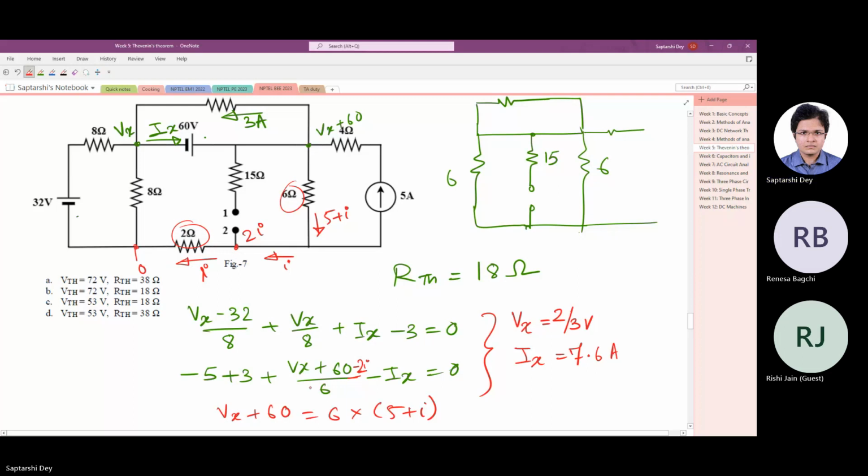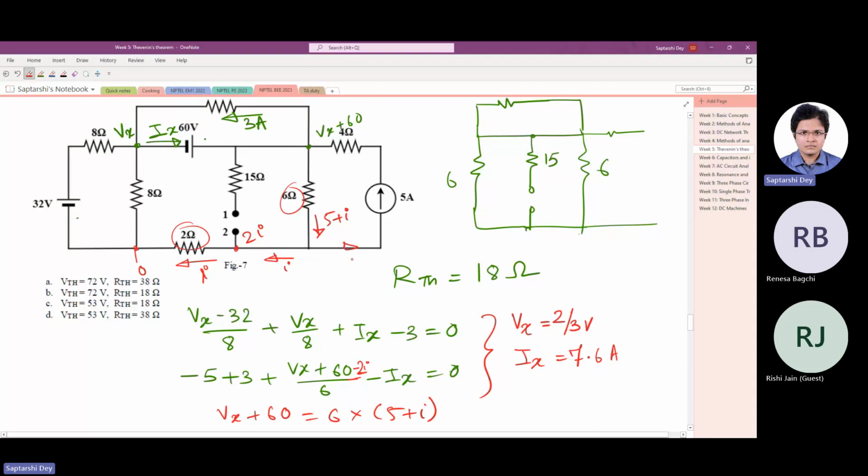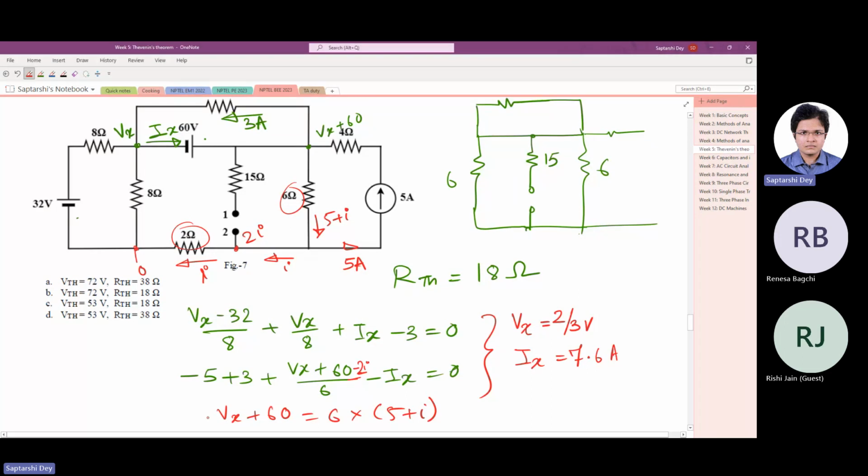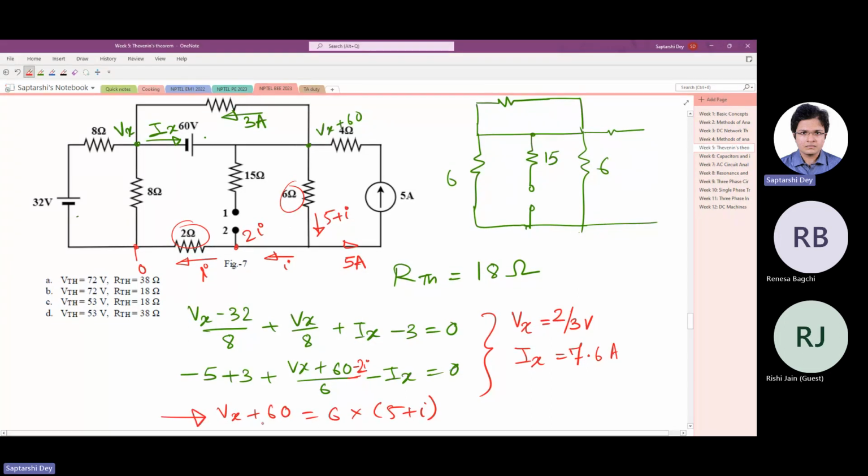Now that is correct, but now we have one more unknown. So for that one more unknown, we need one more equation. So we have I current going out here and 5 ampere going out here. So by KCL, we know that 5 plus I is going down. That is flowing through this 6 ohm. So we can write this third equation by applying KVL. Vx plus 60, this voltage, is equal to 6 times 5 plus I.